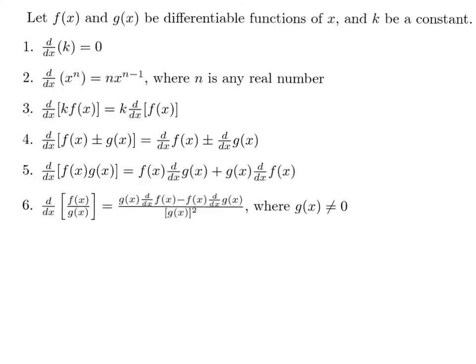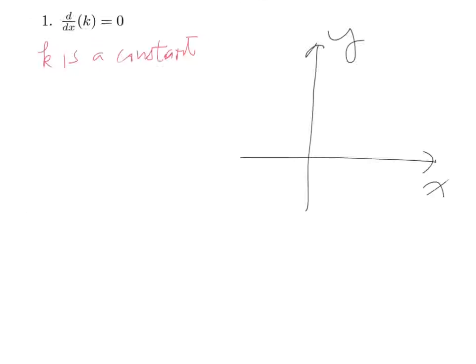In this video, I will give the proofs for these differentiation rules. First, we have dk over dx equals 0, where k is a constant. If we draw the graph y equals k, then the graph will be a line parallel to the x-axis. The derivative is the slope of this graph, and because this is a horizontal line, the slope is always 0, so the derivative is 0.